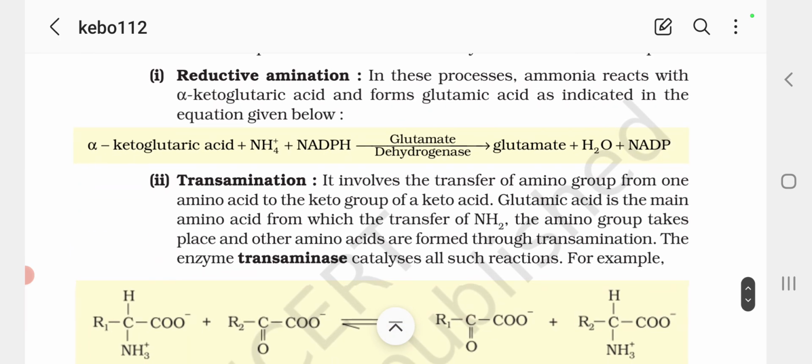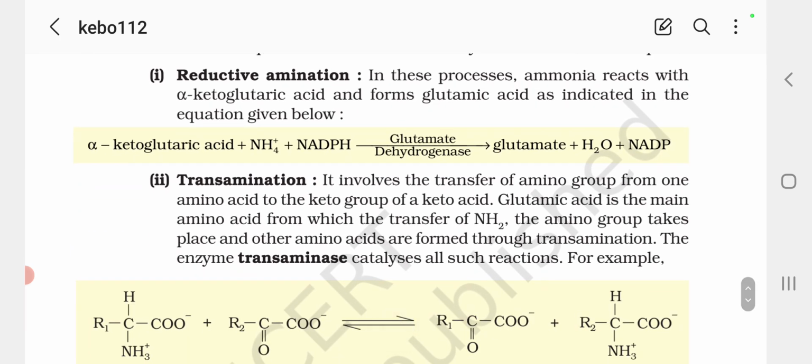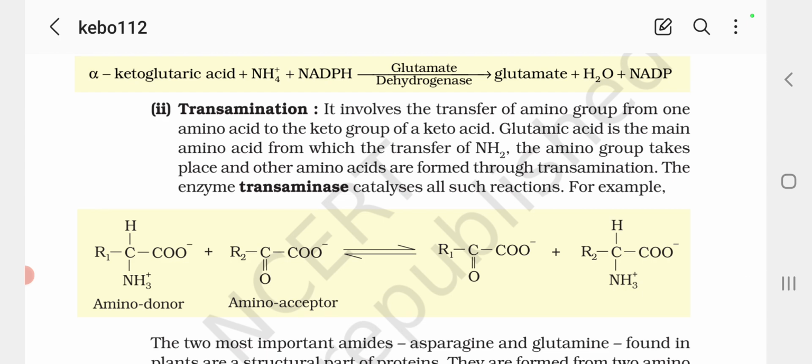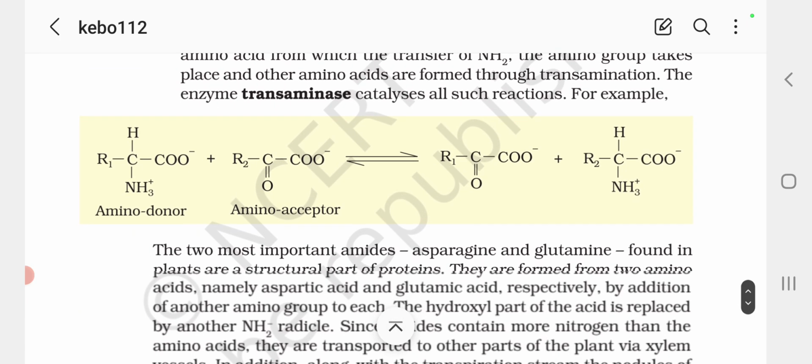First, reductive amination. In this process, ammonia reacts with alpha-ketoglutaric acid and forms glutamic acid as indicated in the equation given below. Second is transamination. It involves the transfer of an amino group from one amino acid to the keto group of a keto acid. Glutamic acid is the main amino acid from which the transfer of NH2, the amino group, takes place and the other amino acids are formed through transamination. The enzyme transaminase catalyzes all such reactions.